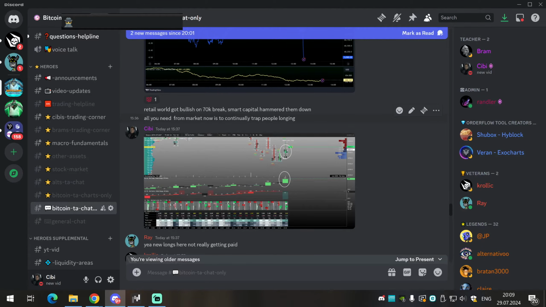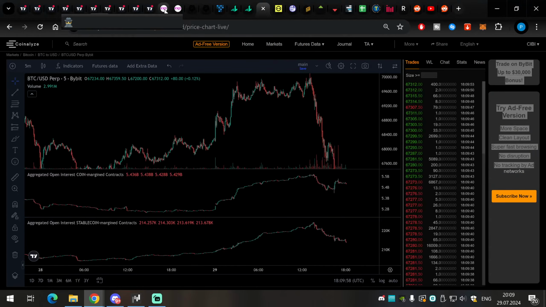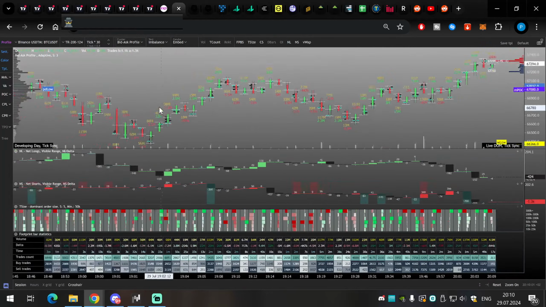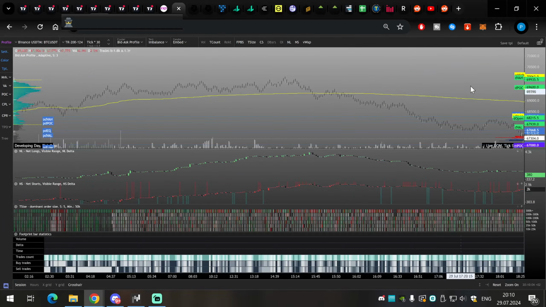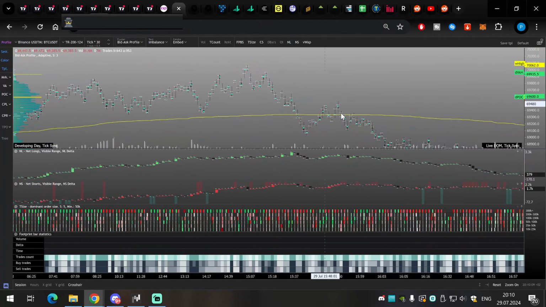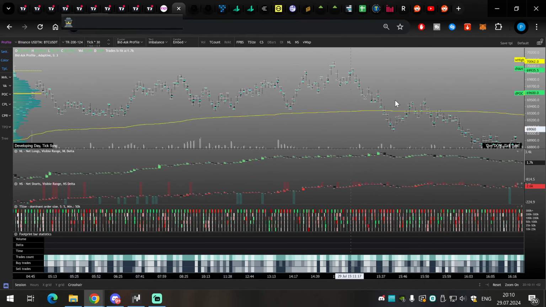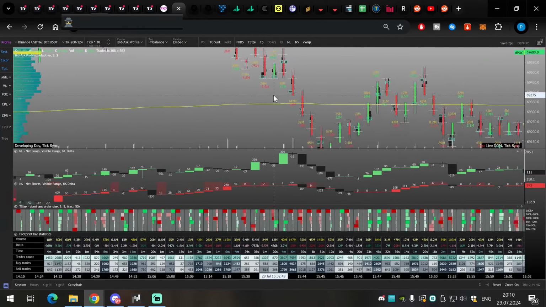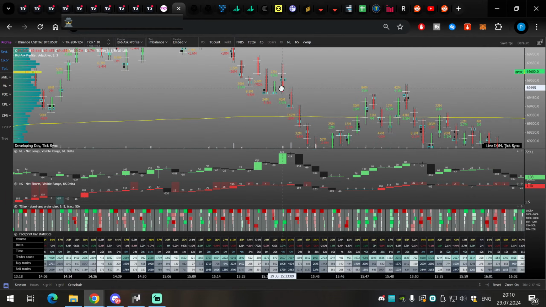I also said retail got bullish at 70k, and smart capital hammered them down. A lot of Crypto Twitter was looking super bullish, and a lot of people were saying the 70k breach will be bullish. Retail was bullish and that's what happened to them at 70k. Also, we are seeing in Exocharts, I can open the Exocharts a bit. As soon as we are going down, the market is bleeding. As soon as we started to really leave this local range with so many trapped longs, I said I'm seeing a lot of longs getting trapped and destroyed.